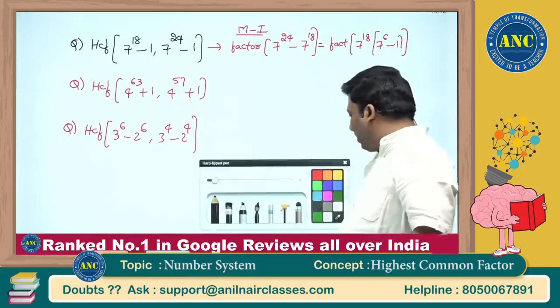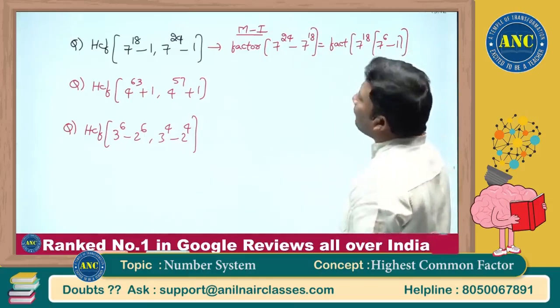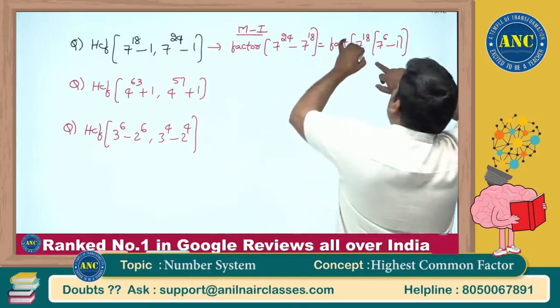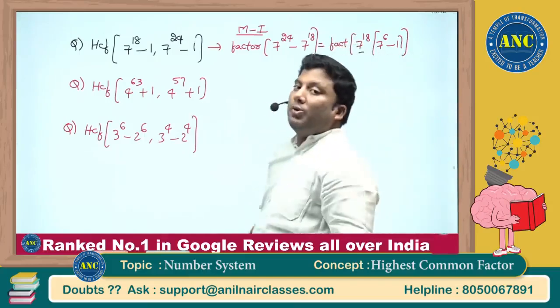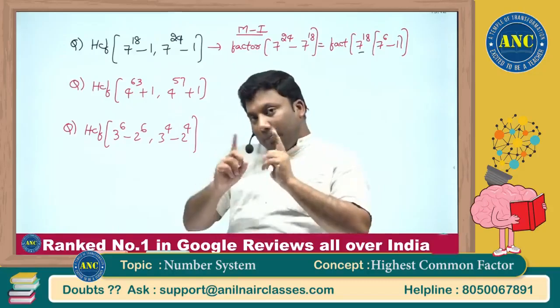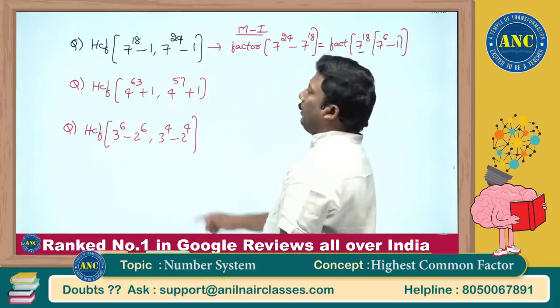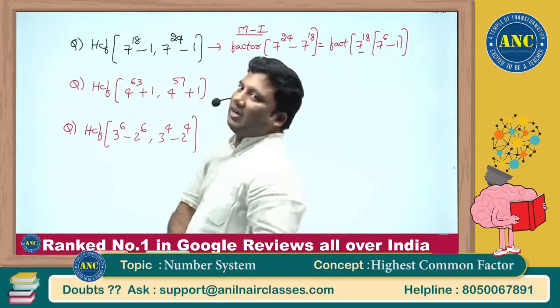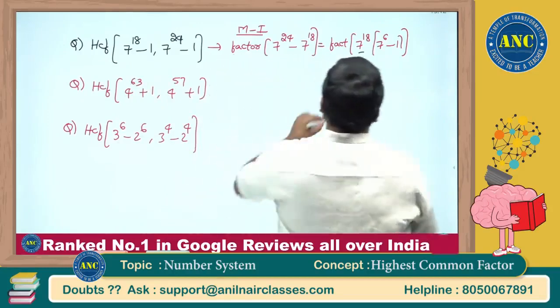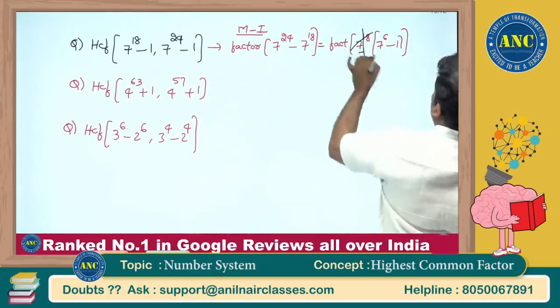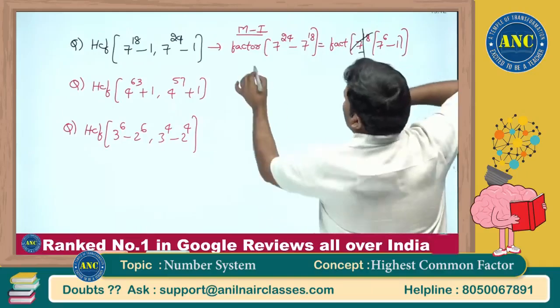Now listen carefully. If the answer is divisible by 7, then all the numbers should be divisible by 7. This is divisible by 7, but 1 is not divisible by 7. So this is not possible. So 7 power 6 minus 1.